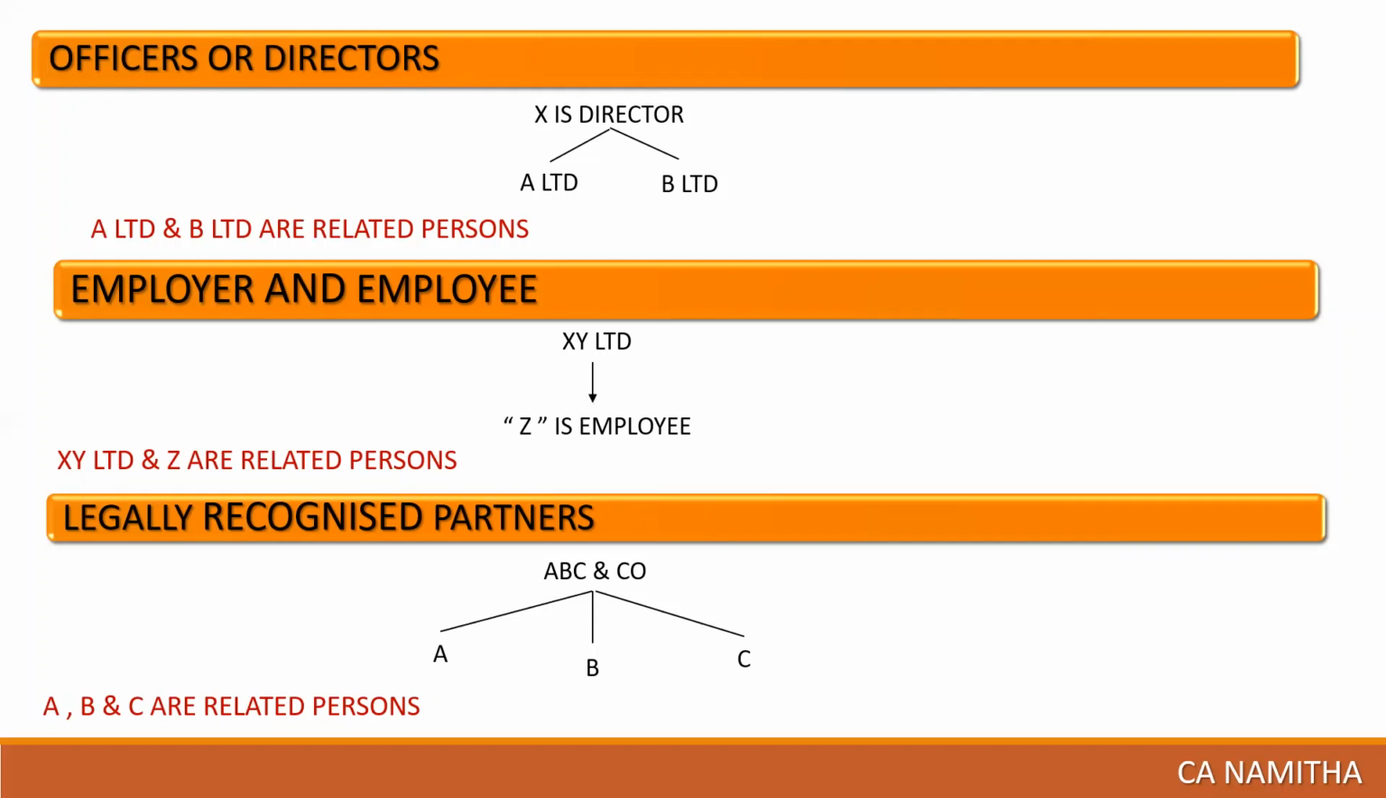Moving on to the third category, that is, such persons are legally recognized partners. For example, if A, B, and C are partners of a registered partnership firm, say for example, ABC and Co., then in that case, partner A, partner B, and partner C are related persons.